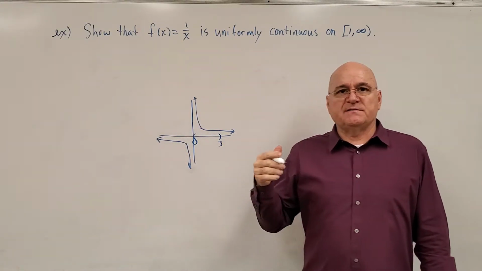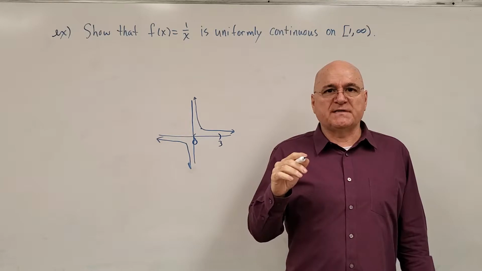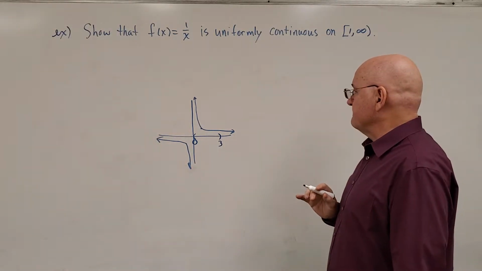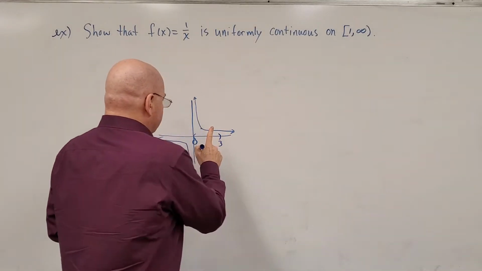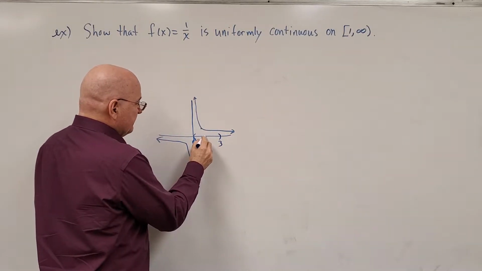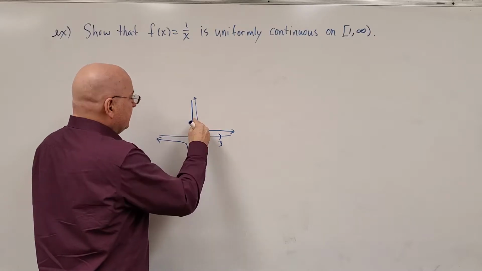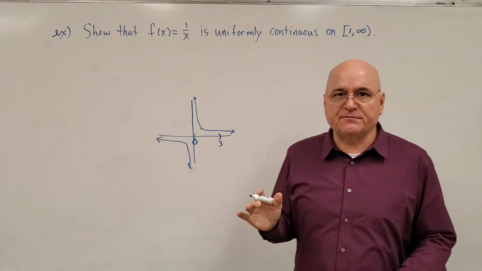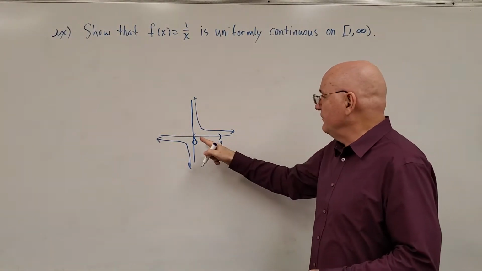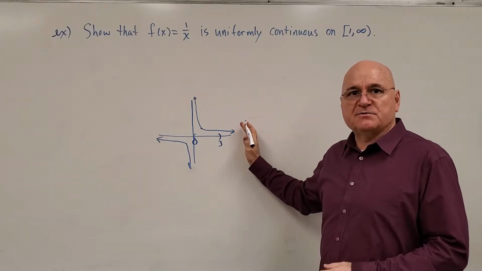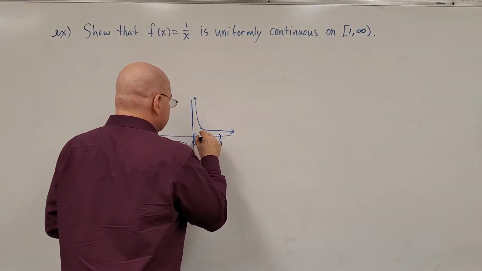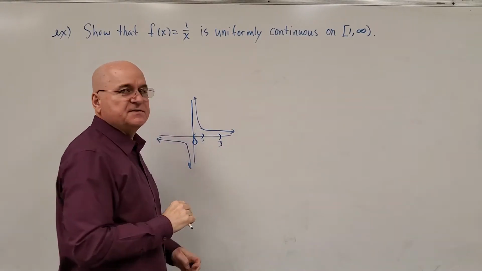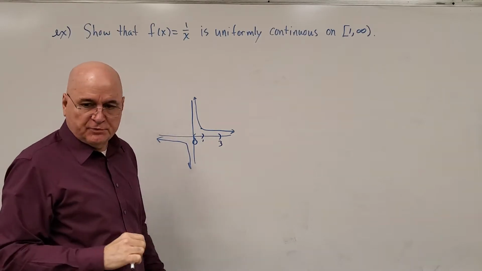It's similar to the reason that f of x equals x squared was not uniformly continuous over its domain. The reason is that as you get close to 0 from the right side here, the function is blowing up towards positive infinity. That's what prevents it from being uniformly continuous from 0 to any number out this direction. It's not uniformly continuous from 0 to 1. But starting from 1 to infinity, it is uniformly continuous. And that's what we'll prove.